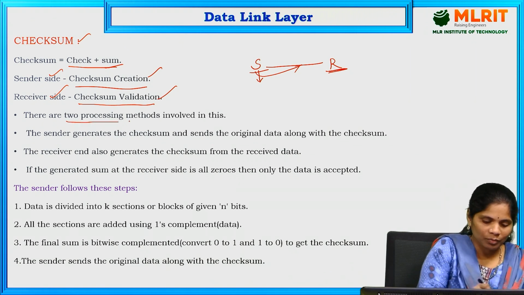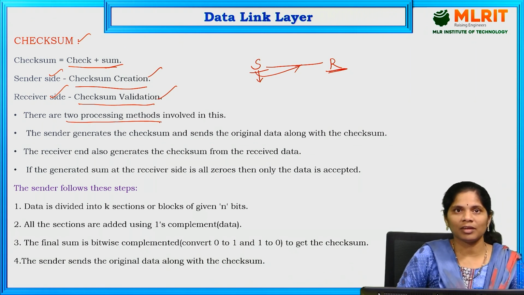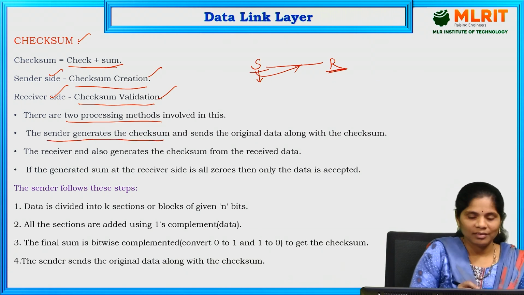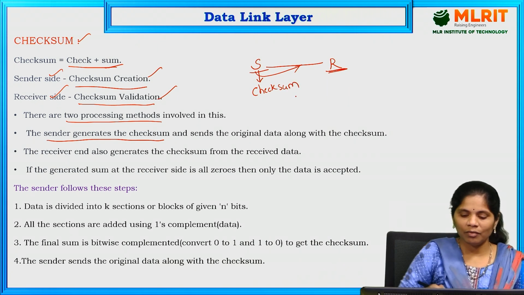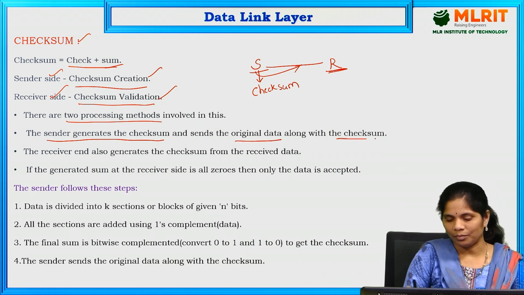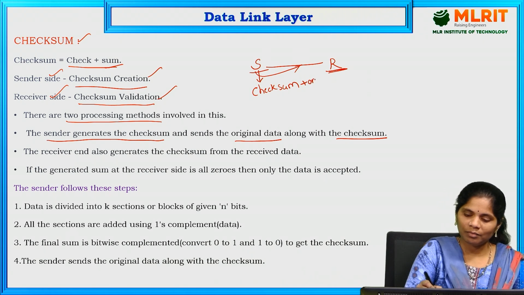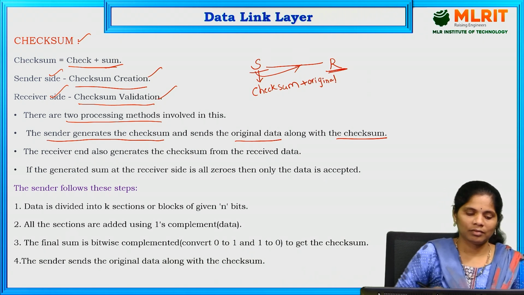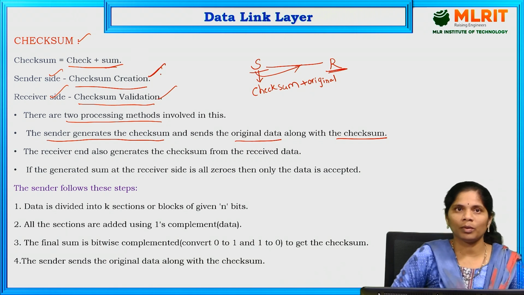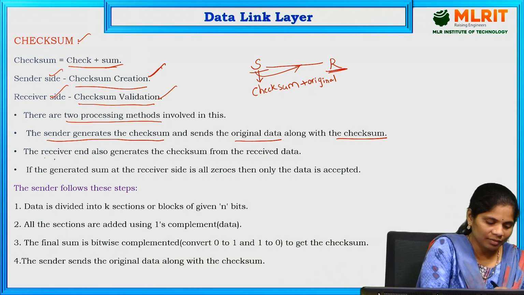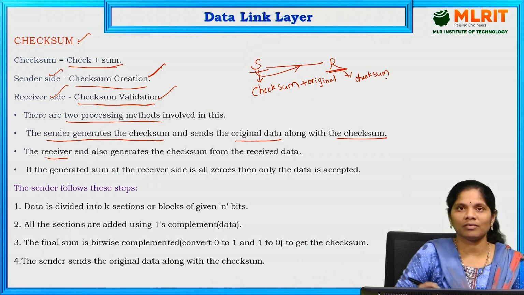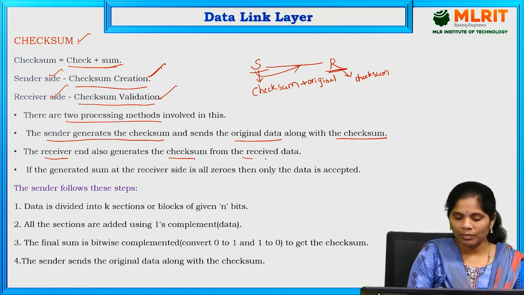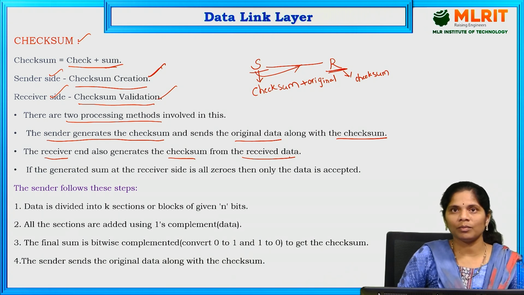There are two processing methods: the sender side method and the receiver side method. The sender generates the checksum and sends the original data along with the checksum to the receiver. So checksum creation happens on the sender side. On the receiver side, the receiver also generates the checksum from the received data, whatever data is received from the sender.